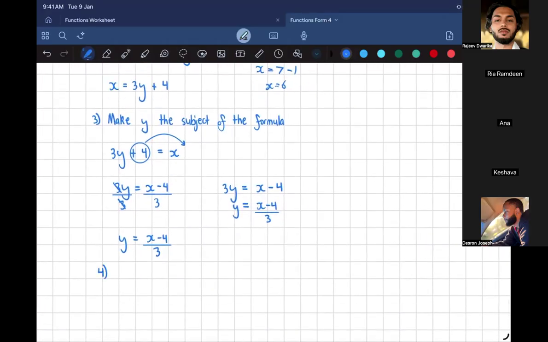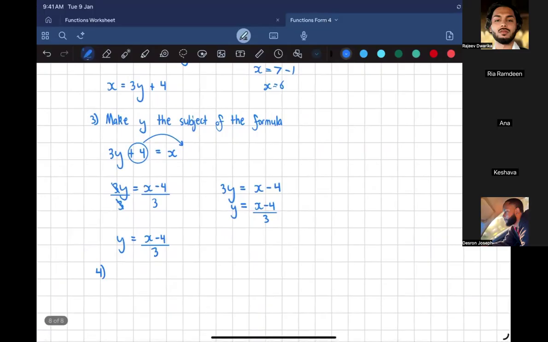And the very last step is to write y using the inverse function notation.